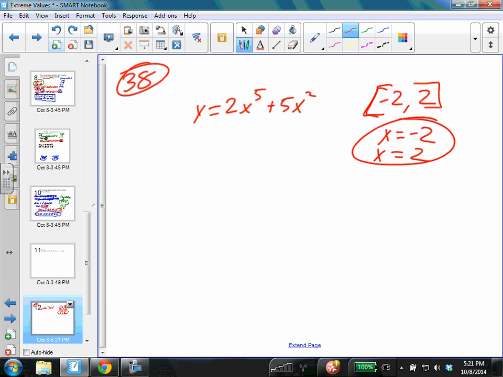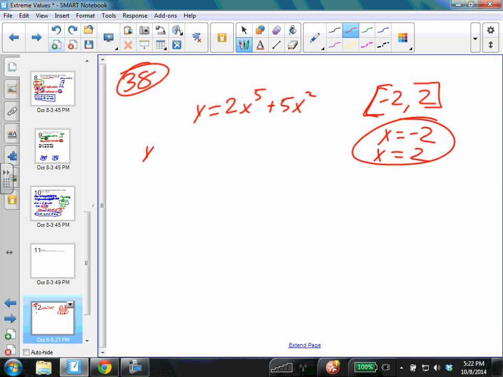And if you read the directions here, it's asking us to find the minimum and maximum of the function by comparing the values at the critical points and the endpoints. And so we're just going to compare these and find our maximum and minimum. Okay, so those are 2 places we need to check.